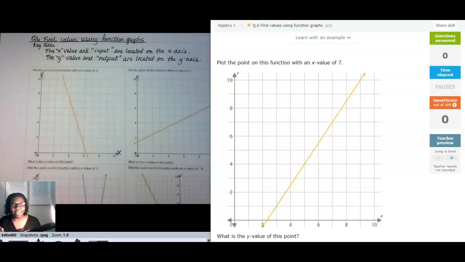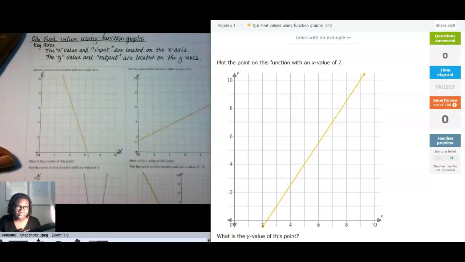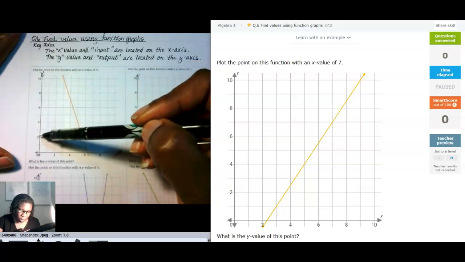Good evening, everyone. Today we're going to be looking at finding values using function graphs. The key idea is the x value and the input are located on the x-axis, which is right here along the horizontal line. The y value and output are located on the y-axis, which is this vertical line here.